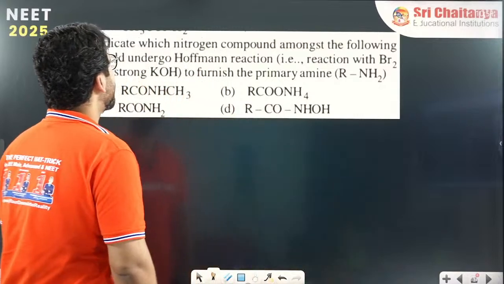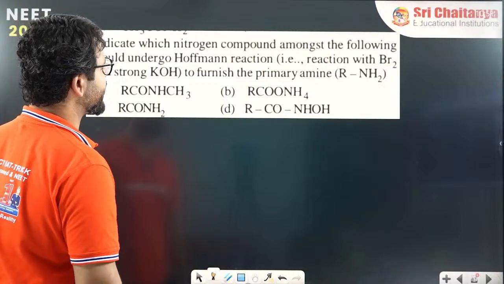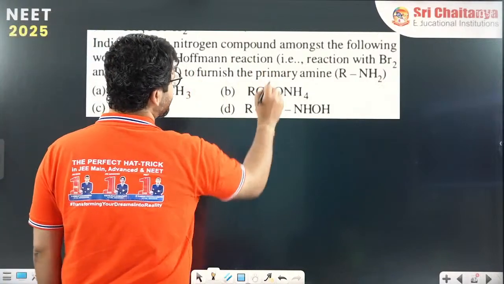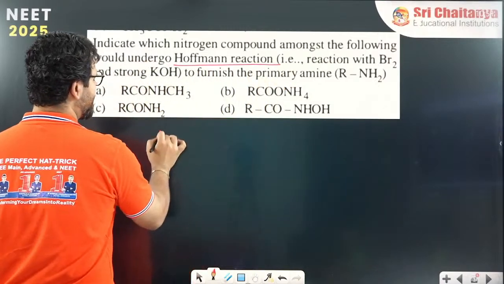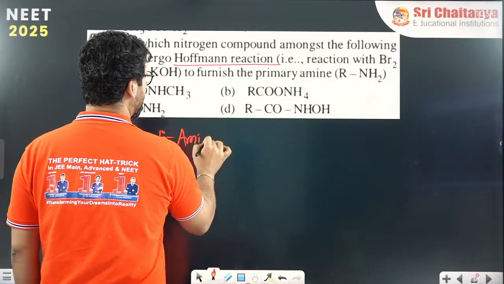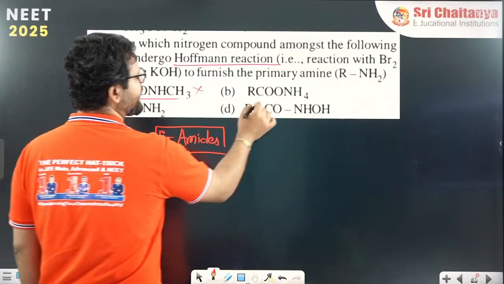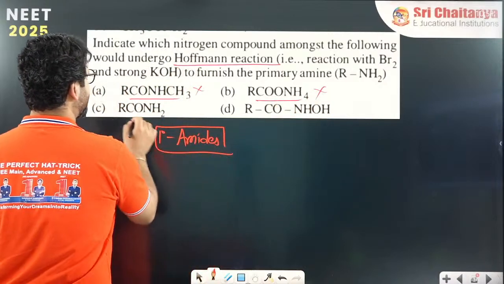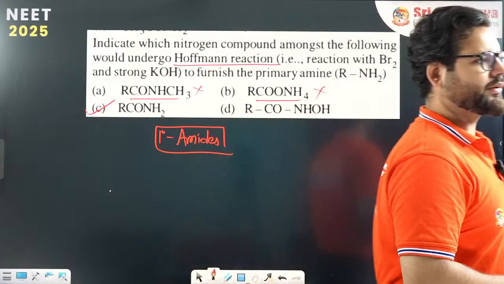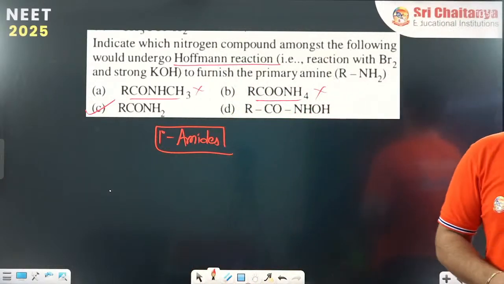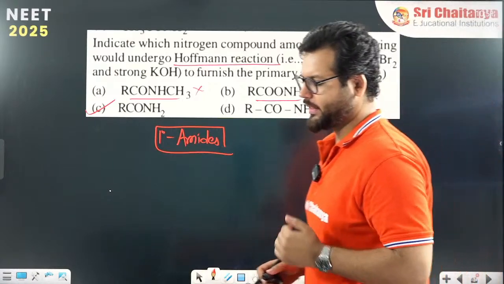Next one, they say, indicate which nitrogen compound among the following would undergo Hofmann reaction. Hofmann bromamide degradation, always primary amides undergo. Any primary amide will undergo. This is a secondary amide. This is not an amide. This is a primary amide. So C is the answer. Only primary amides produce primary amines with one carbon lesser.